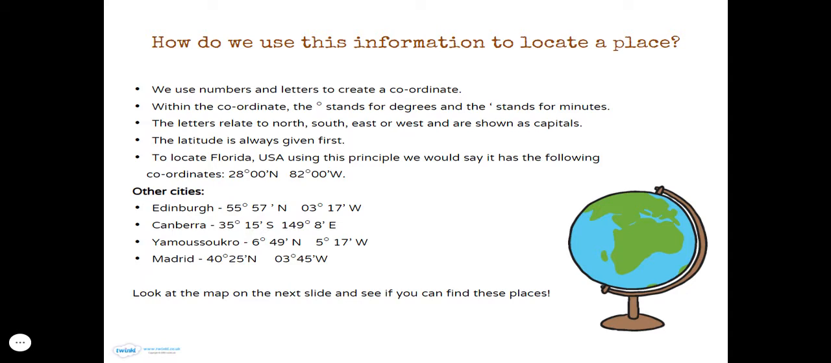Now there's some other cities there: Edinburgh, Canberra, Yamoussoukro, and Madrid. Look at the map on the next slide and see if you can find these places. So maybe if your teacher could write those coordinates on the board for you, and then you can see if you could find them as a class on this next map.